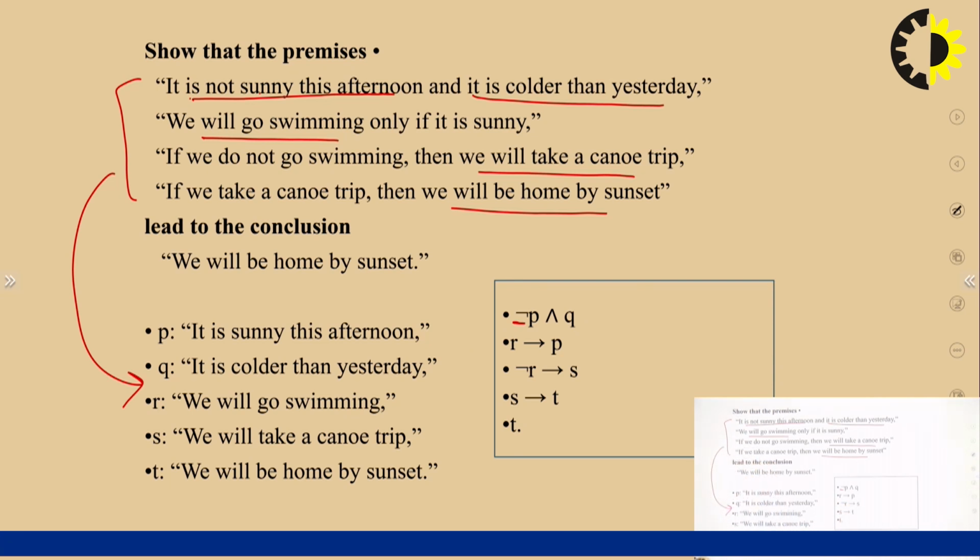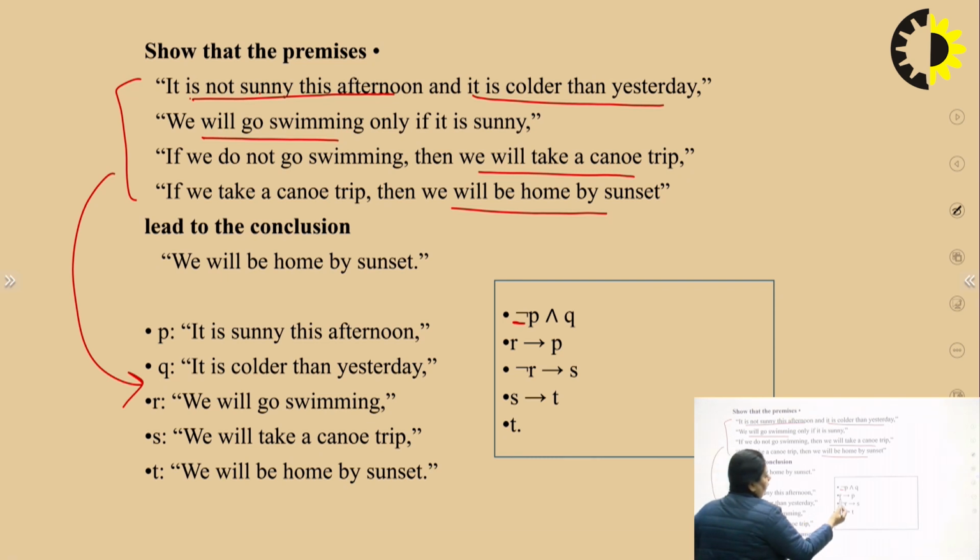Next, we will go swimming. We will go swimming, R. Then only if it is sunny, we take a conditional statement, because a conditional statement says P only if Q. So this is a conditional statement also, and we have taken P here. Now if we do not go swimming, that is negation of R, we reach the conclusion S, that is we will take a canoe trip. Now if we take a canoe trip, we will be home by sunset, then S implies T. And last, what is the conclusion? We will be home by sunset. So the last one is T.